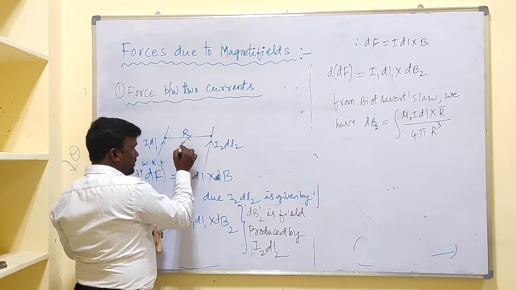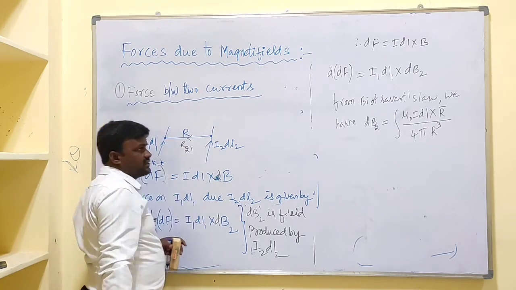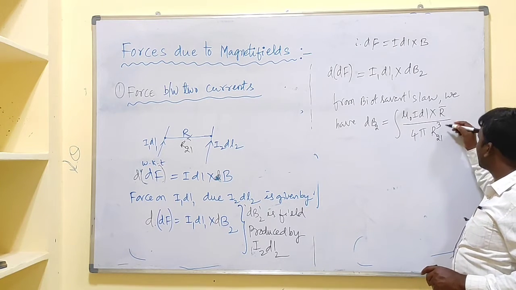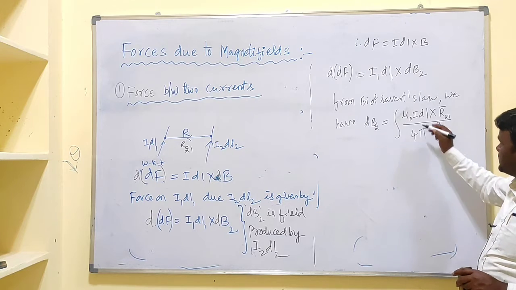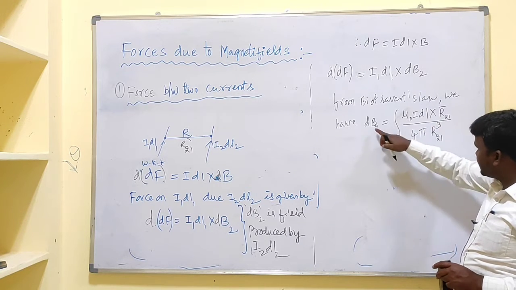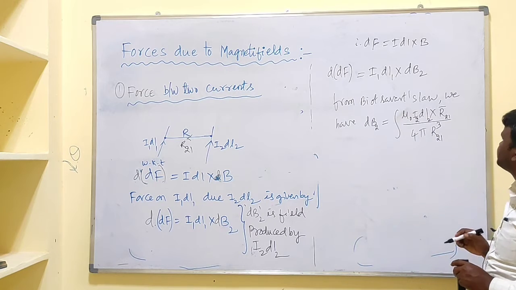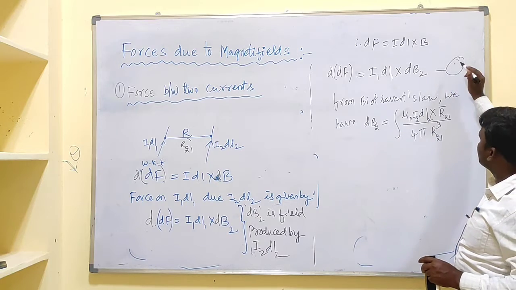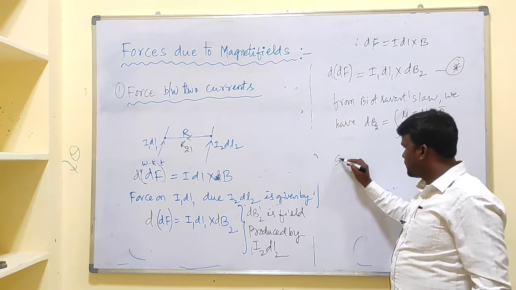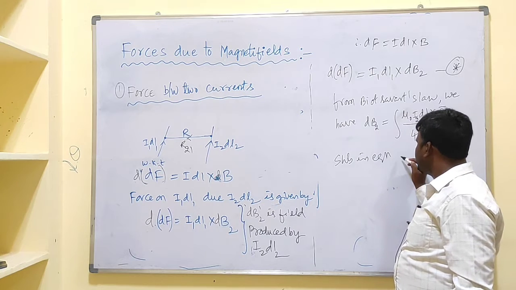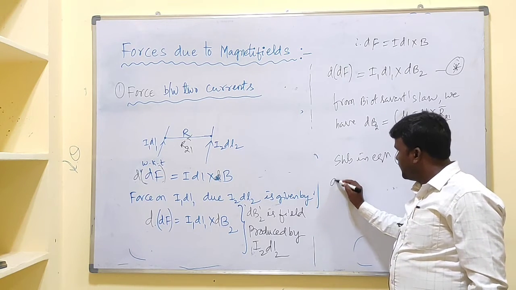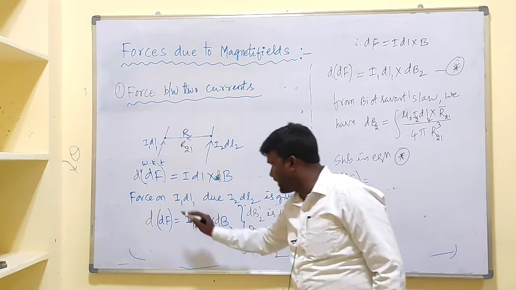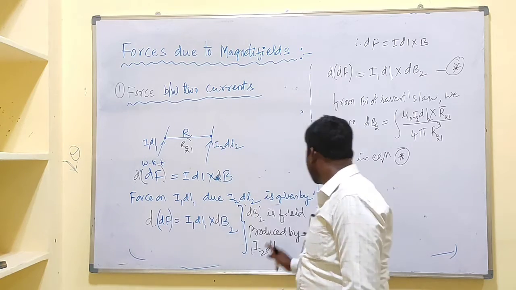We can take r21, that is 2 to 1. The distance vector is from the second element to the first element, that is r21 cube. Here also r21. This is dv2, mu naught, I2 dl2. Substitute in equation one. Let us take this as equation star. Substitute in equation star. Then d of dF, that means the force on the first current element. I can take this as F1 or else F only.